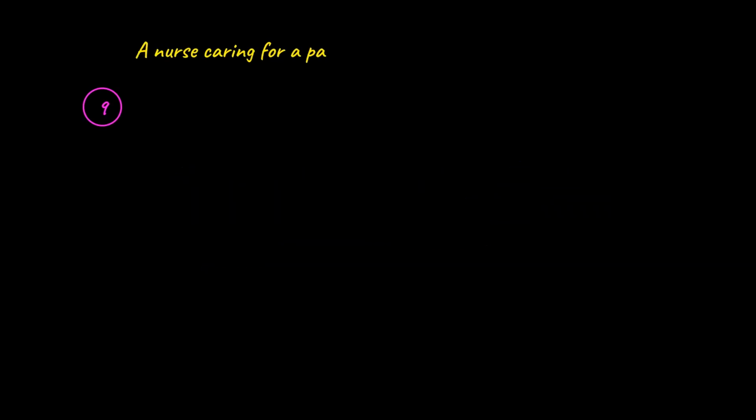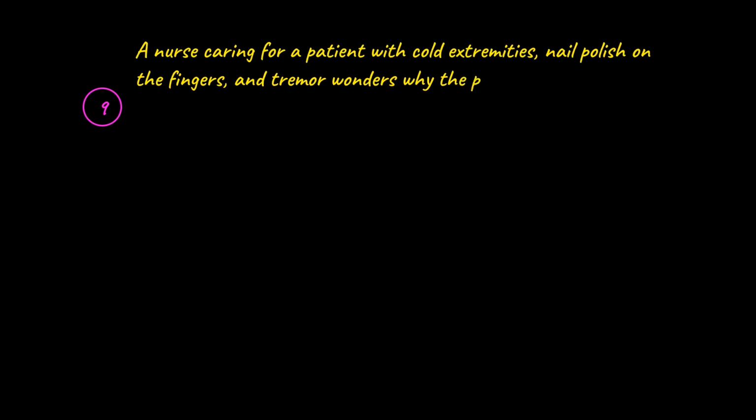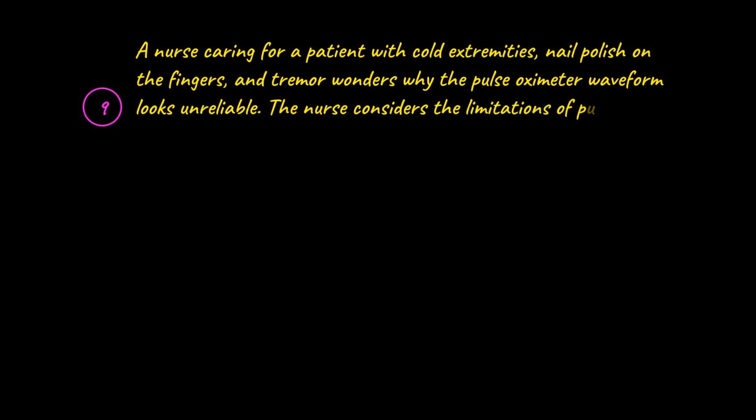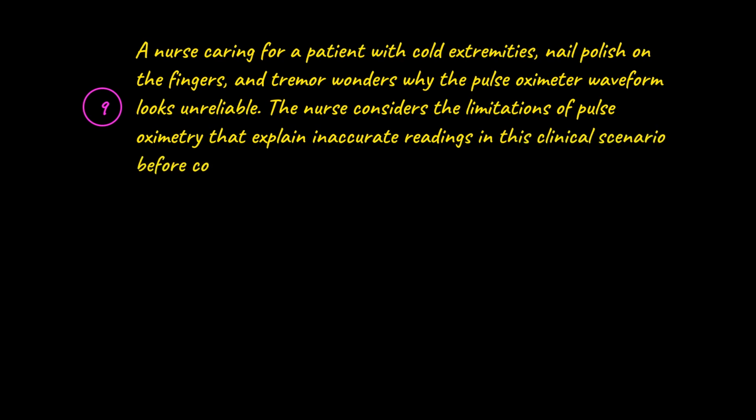Question 9. A nurse caring for a patient with cold extremities, nail polish on the fingers, and tremor wonders why the pulse oximeter waveform looks unreliable. The nurse considers the limitations of pulse oximetry that explain inaccurate readings in this clinical scenario before concluding that the patient is truly hypoxic right now.